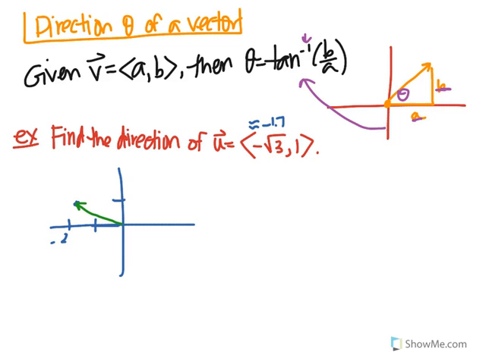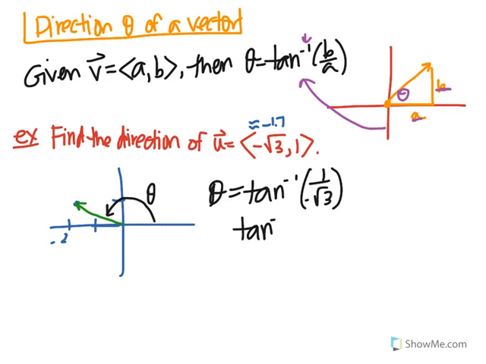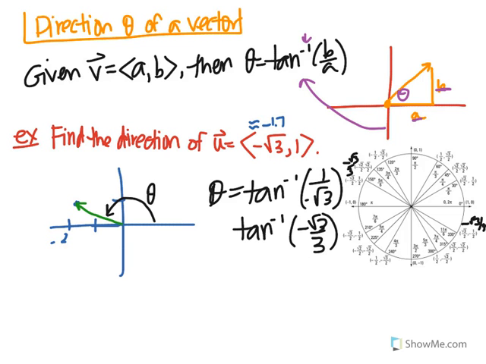That angle is measured from the x-axis, so I need to find that angle. All I'm going to use is theta equals tan inverse of b over a, which is 1 over negative root 3. When I rationalize that, I get tan inverse of negative root 3 over 3, which is on the unit circle. Looking at the unit circle, tangent is negative root 3 over 3 at 5 pi over 6, and it's also at 11 pi over 6.